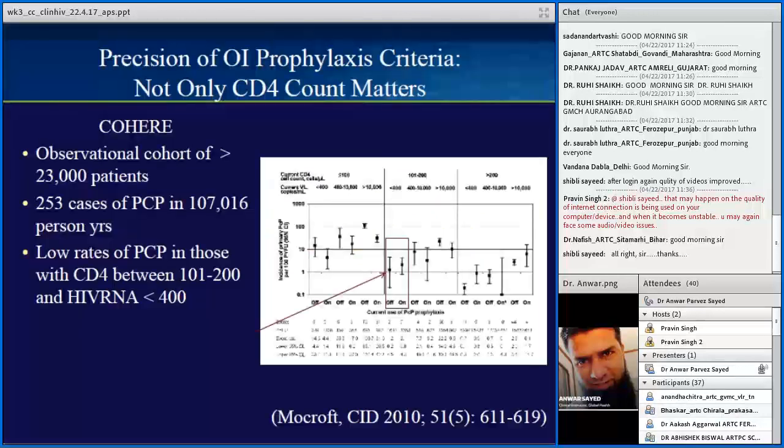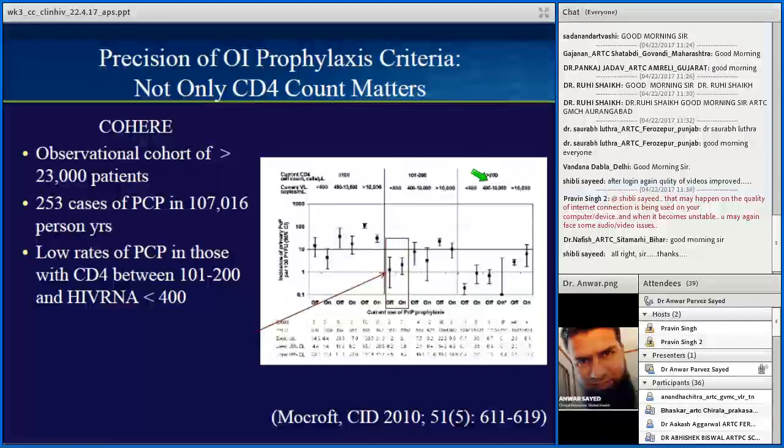First of all, why do we need to give OI prophylaxis to HIV infected persons? This study was again presented in those two lectures by UW faculty, where there is a precision of OI prophylaxis criteria. Not only CD4 count matters. See, if you look at the numbers here, this is viral load and this is CD4 count. This is CD4 count less than 100, CD4 count between 101 to 200 and more than 200.